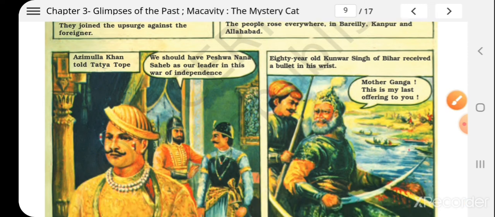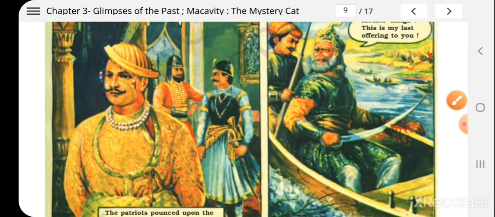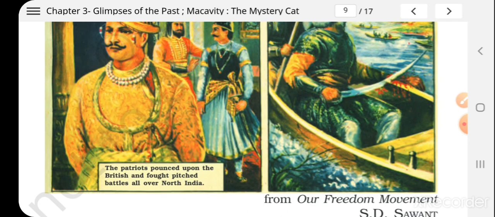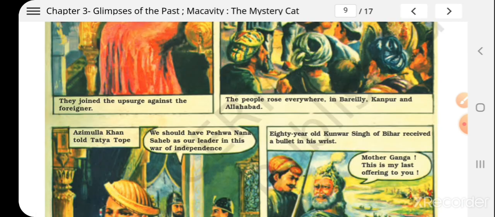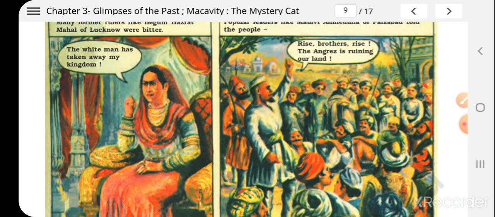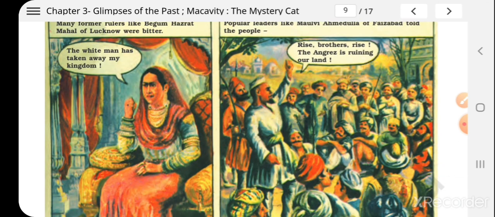Okay, so these were some glimpses of the past from history. Okay, taken from the freedom movement. I hope you got many points about that. So I hope you understood it very well. Now, all the best students and have a good day.